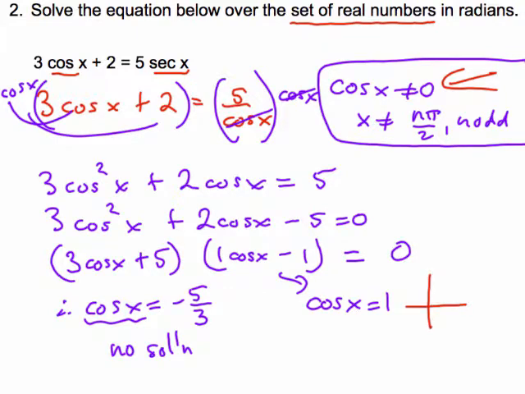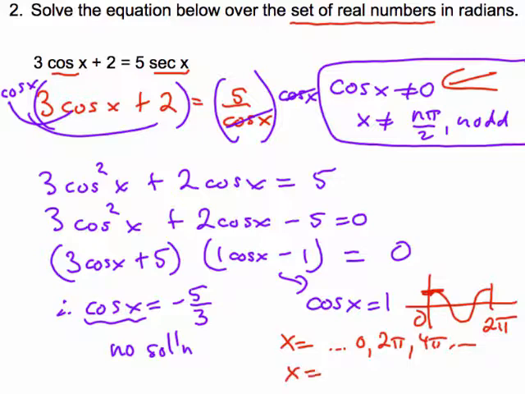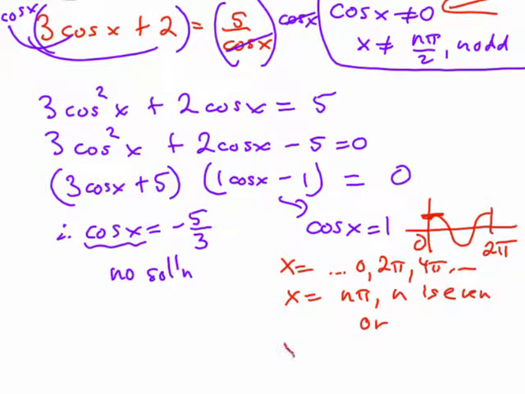And cosine is 1, as we said in the last example, at 0, 2 pi, 4 pi. In other words, to generalize it, at n pi, where n is even. Or you could say at 2n pi, where n is an integer. Both of those are equivalent. And I'm sure there's other ways to state the solution as well.